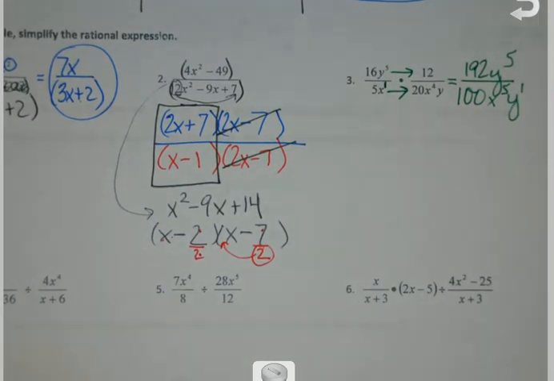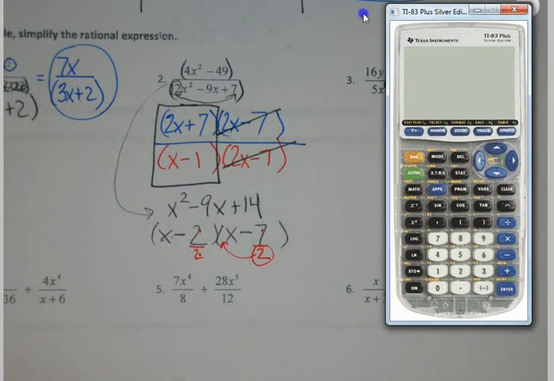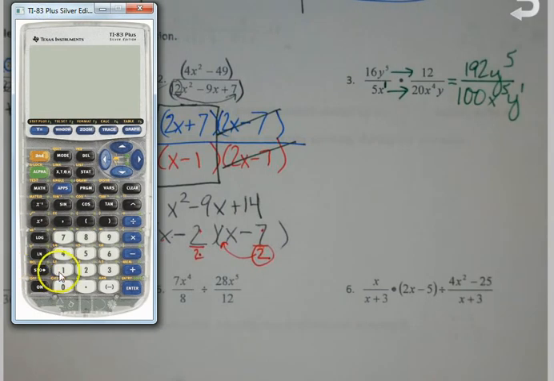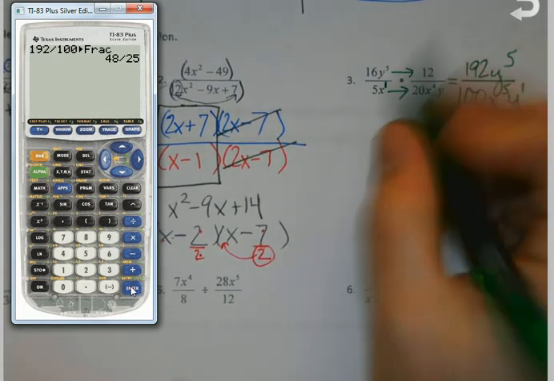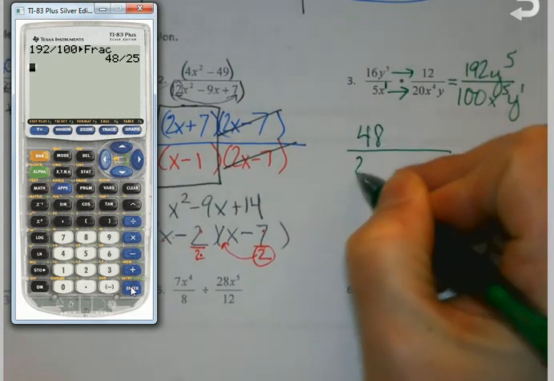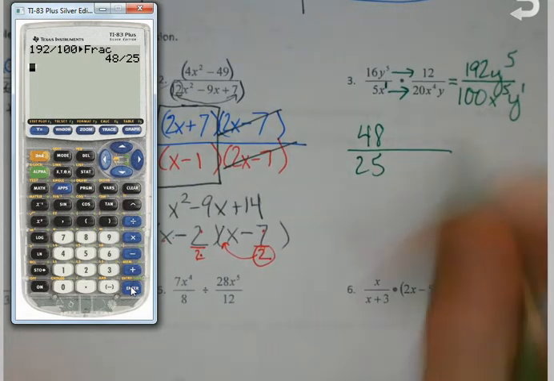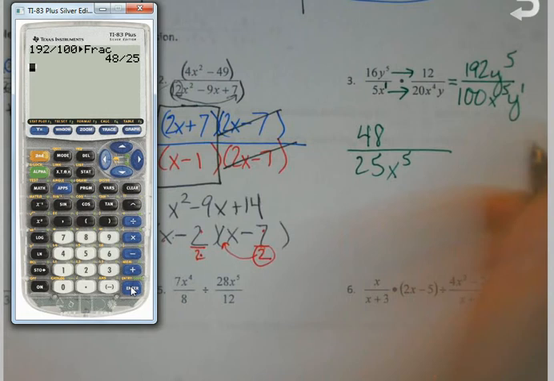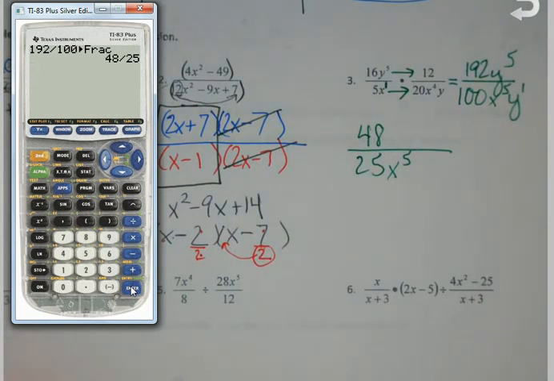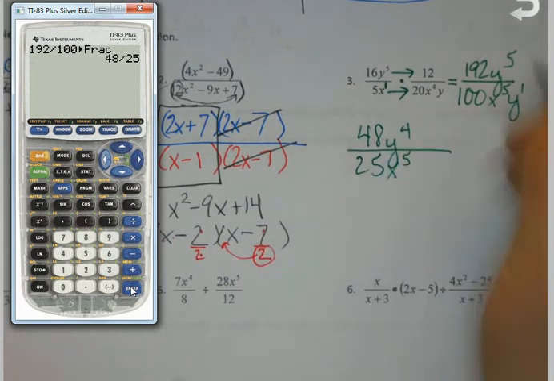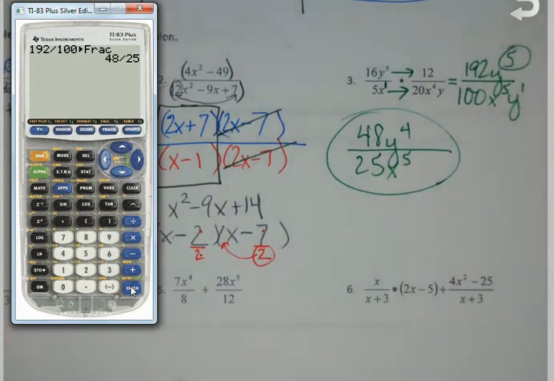Now, if you wanted to work on trying to figure out 192 over 100 on your own, I suppose you could. But if you don't want to, I would probably just type it in and do math enter. No decimals, please, and thank you. So 48 over 25, I got that part. My x to the 5th, there are no other x's to deal with, so that just stays where it's at. And then what about the y's? Y to the 4th and on top because the bigger exponent's there. Nicely done.